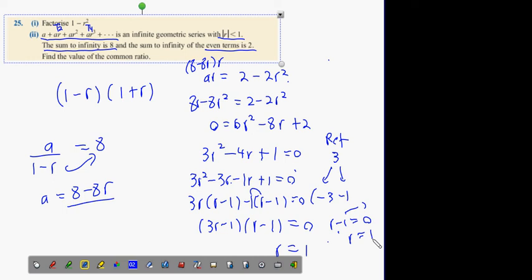Okay, it's alright. And then 3r minus 1 equals 0, 3r equals 1, r equals a third. I'm pretty sure r equals a third for that one. Okay guys, I think that was the last one.